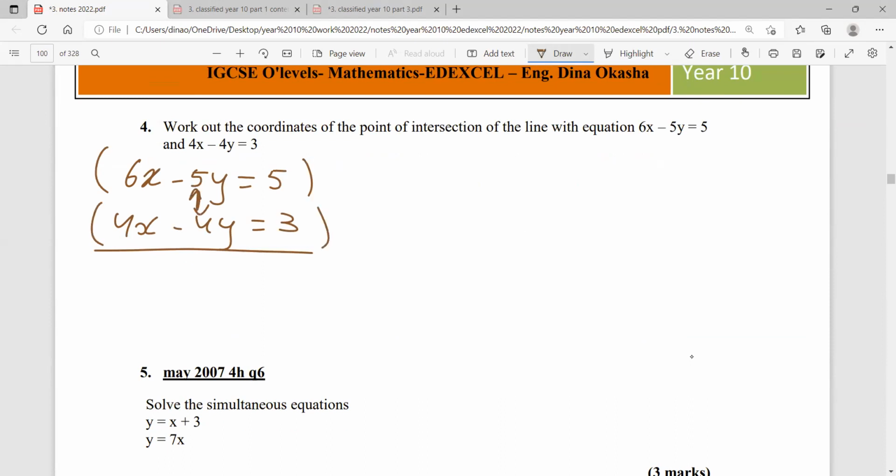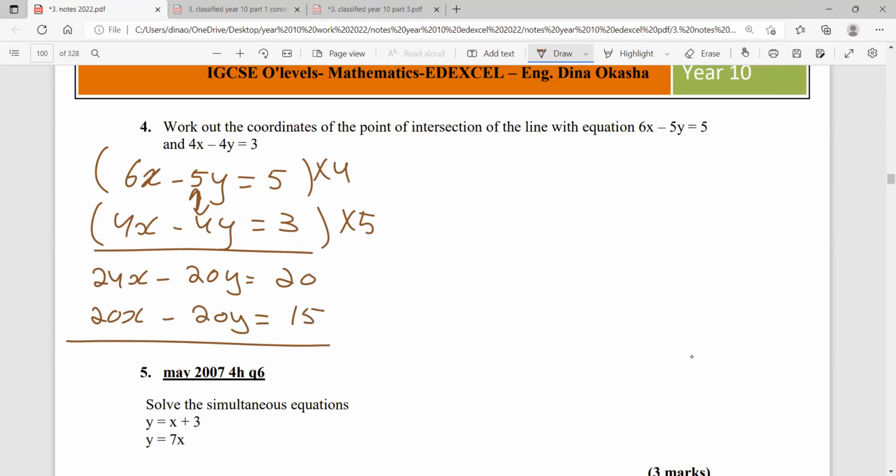Of course, we said arrows up and down: multiply up by 4, multiply down by 5. Those of you who multiply with a negative, that's correct, no problem. I'm just saying I don't like to change the problem, so I keep it as it is. Multiply the whole equation, of course. So 4 times 6 is 24x minus 20y equals 20. Then here we have 20x minus 20y equals 15. As agreed, in this problem I'm working on the y's.